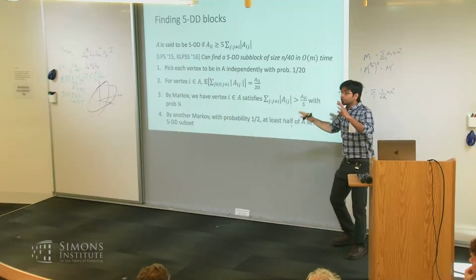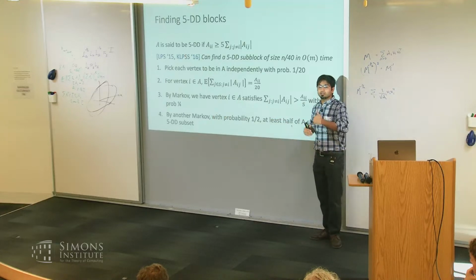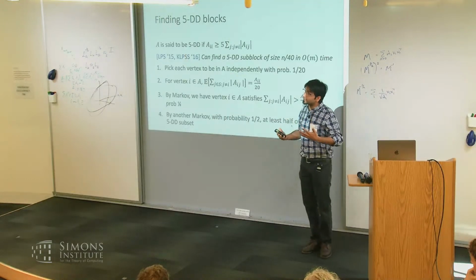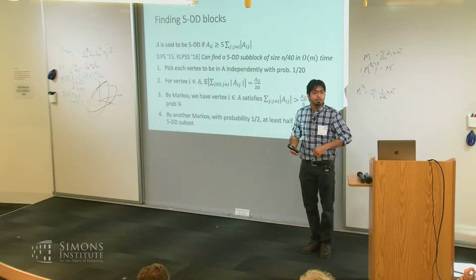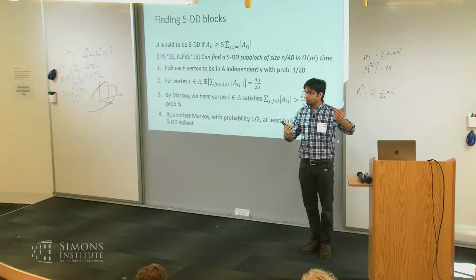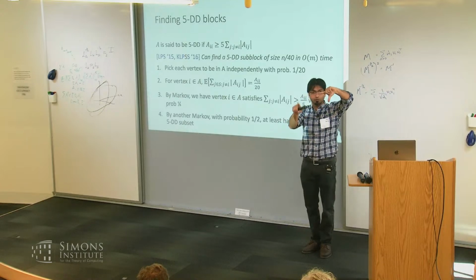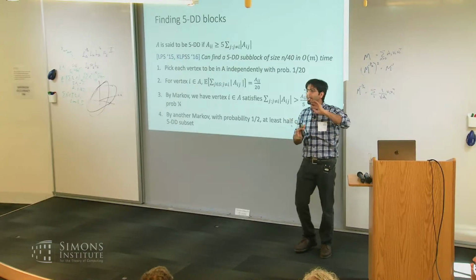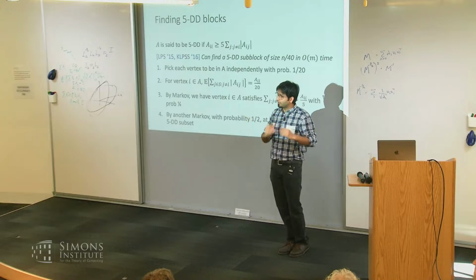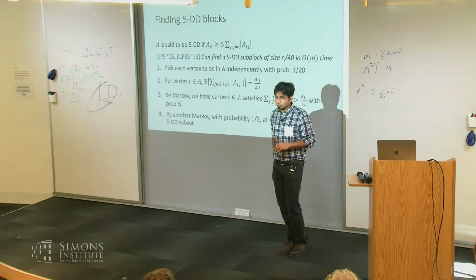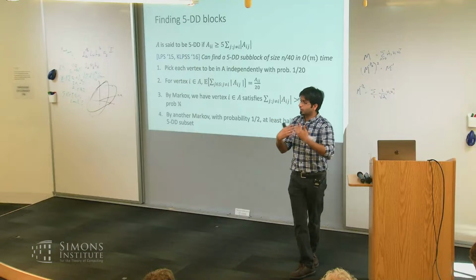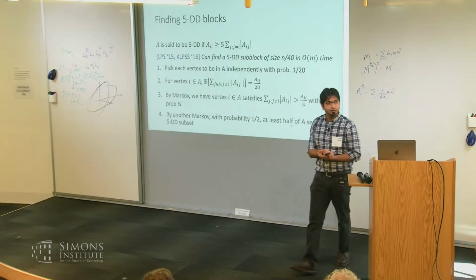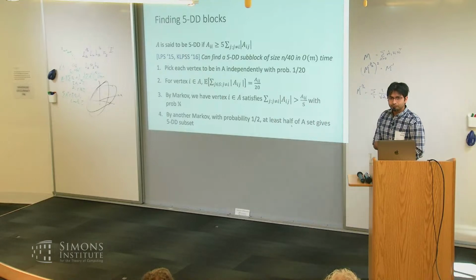Fantastic. You should think of a 5DD set as a generalization, not as a weakening, of independent sets. An independent set would be infinitely DD because in that submatrix you will only have diagonal terms. It's a generalization. I can afford some off-diagonals, but they should not add up to something comparable to the diagonal. So most of your edge weights go out of this set. That's a very good way of thinking about these.